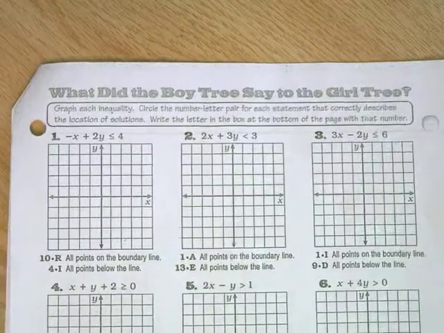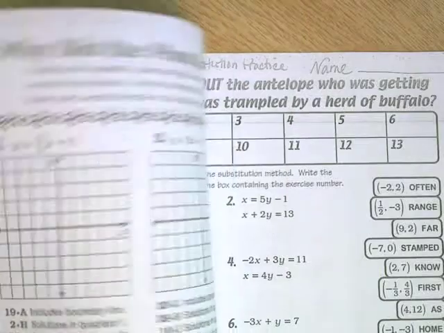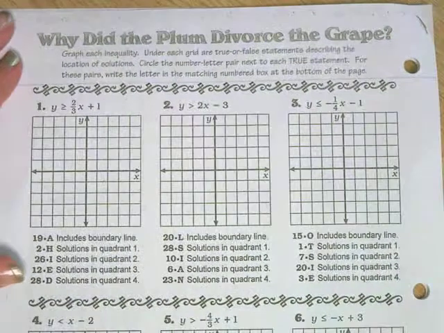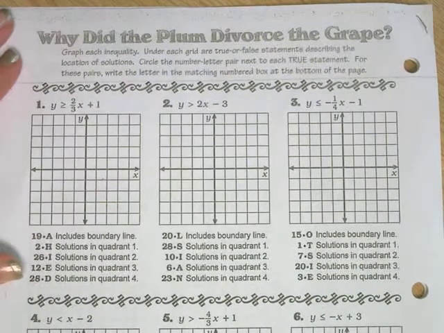We're going to skip that one because honestly I gave you two different copies of the same practice, and this one I think is the one that I want you guys to do, the next page. And maybe we'll go back and do some practice on the other one. But can you find the one called Why Did the Plum Divorce the Grape? It says 913 at the bottom of it.